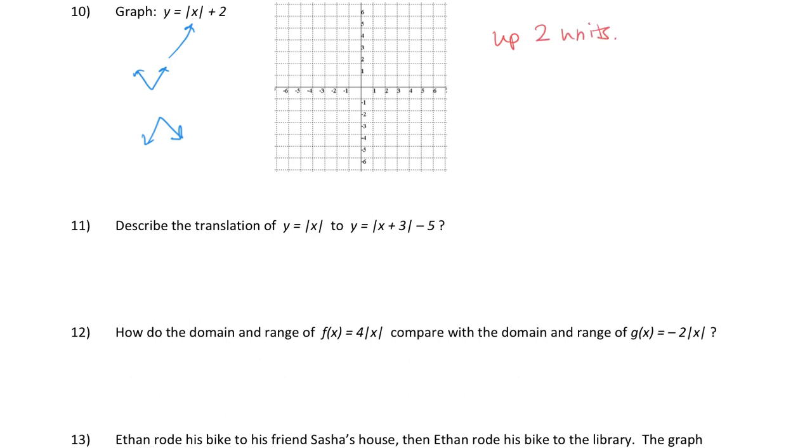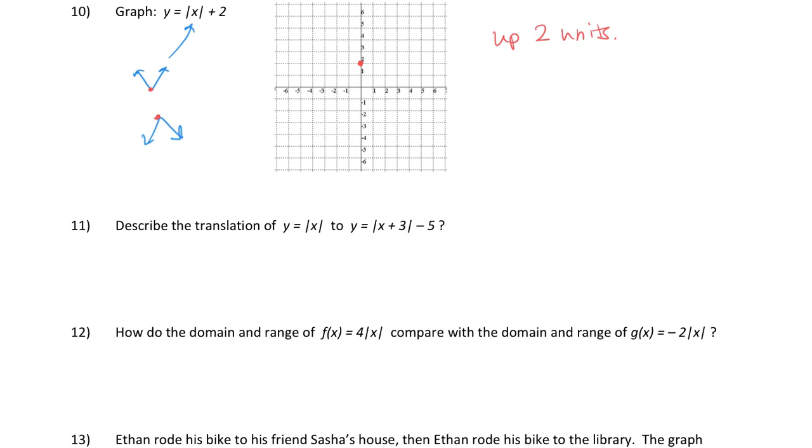So our absolute value graph is at the origin, the vertex is at the origin. The vertex is this point right here or this point right here, looking over here at these V's I drew. So instead of that vertex being at the origin, I'm going to move that vertex up 2 units. So I'm going to go up 2 units and plot a point right here.